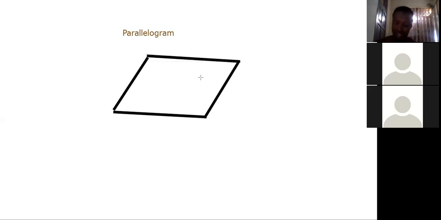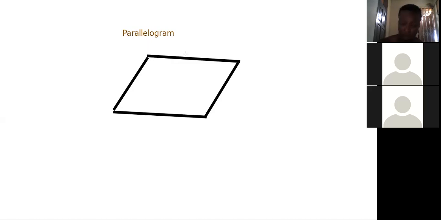So this is how a typical parallelogram looks. A parallelogram has 4 sides. Two of the sides are equal. So this side and this side are equal, and this side and this side too are the same. Now this side and this side are parallel. That's why it's called a parallelogram. And these two sides are also parallel. So two sides of each pair are parallel.